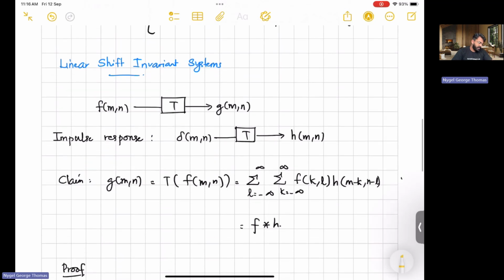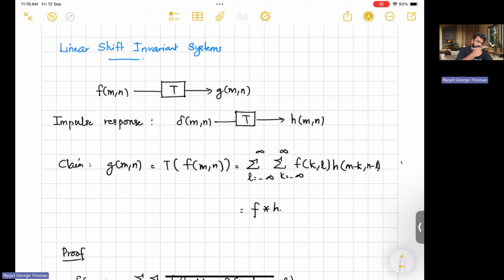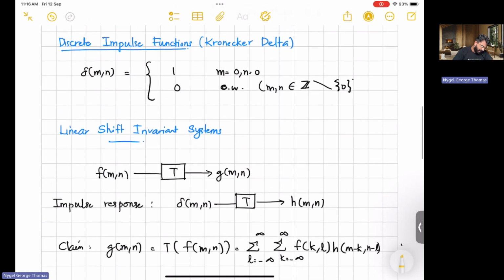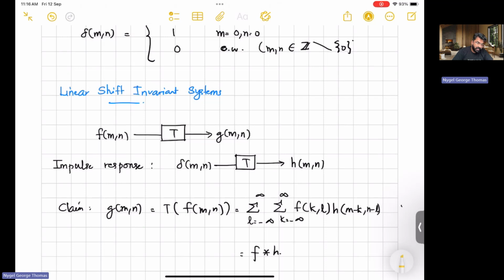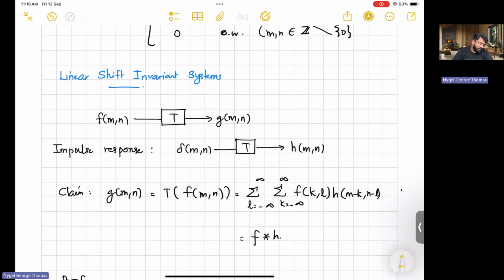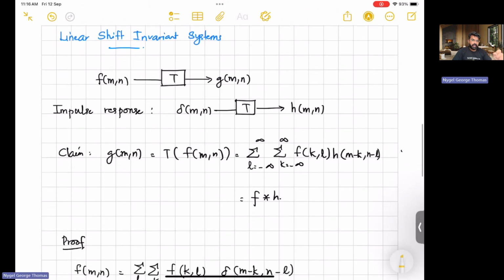We also have to look at what is known as an impulse response. We have seen what an impulse is, delta of m,n, and we have seen a system which takes an input f of m,n and gives a corresponding output g of m,n. For the impulse response, instead of f of m,n you give a specific function, delta of m,n, which is the Kronecker delta. Its corresponding output is known as h of m,n. And suppose we need to find g of m,n, a particular response of a system.